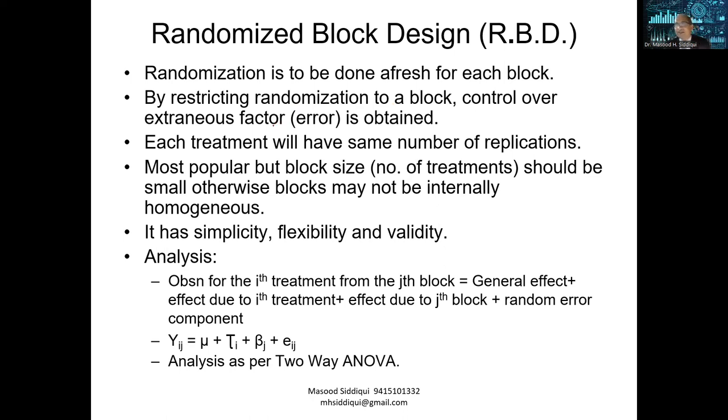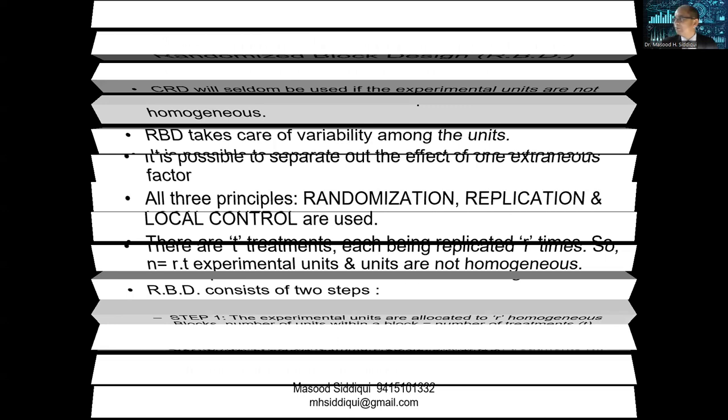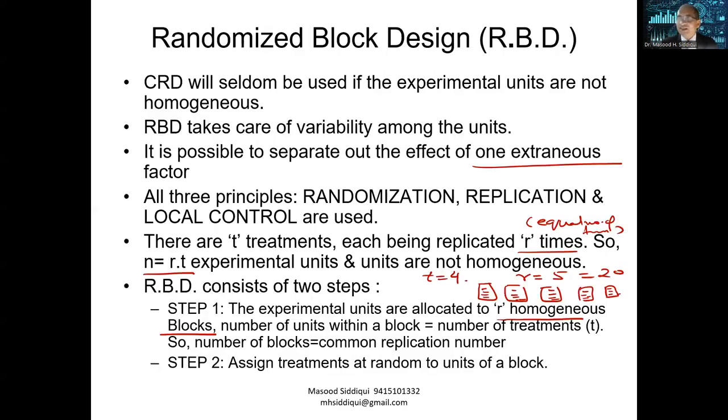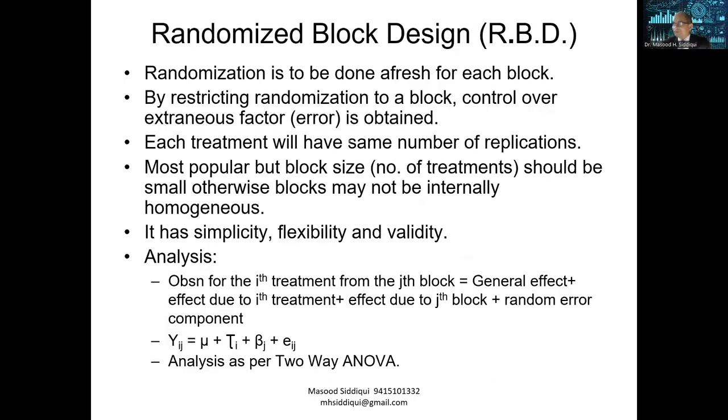Which is not possible in the completely randomized design. Now, as we have observed also, each treatment would have the same number of replications. So like in that example, each treatment, whether this is T1, T2, or T4, would be repeated 5 times. Right? So each treatment has the same number of replications.